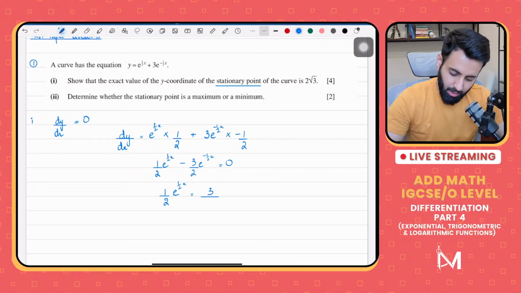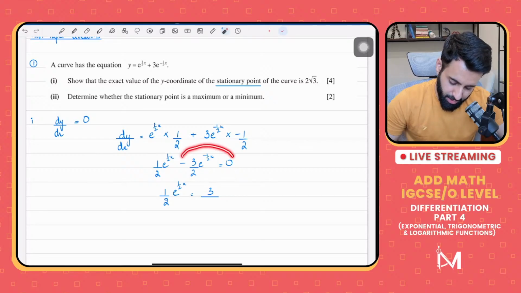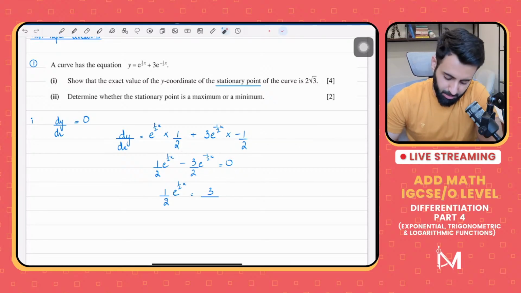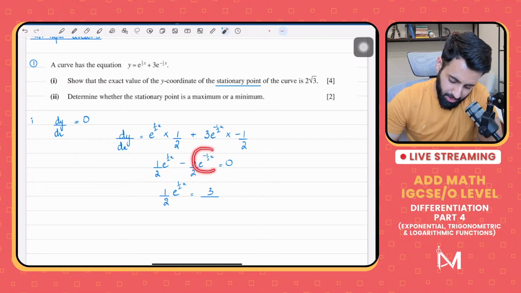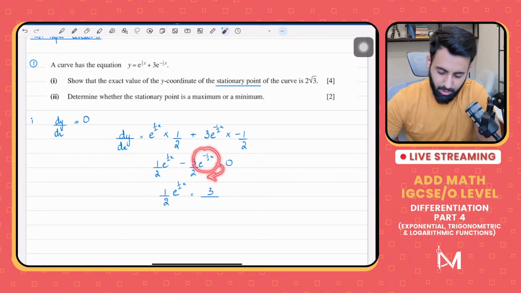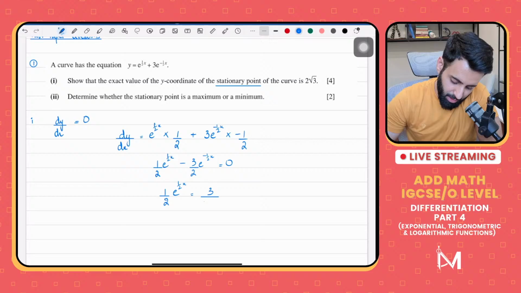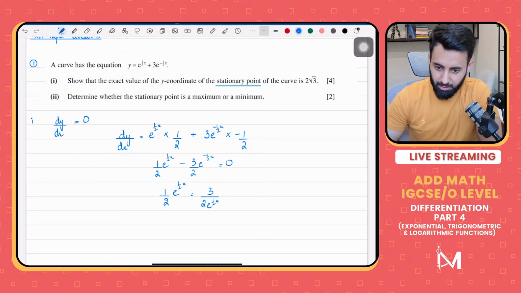I'm going to do two steps here at once. If you shift this across the equals sign, the sign becomes positive. And then e raised to the power minus half x, if you shift this to the denominator, what happens? The power becomes positive. These are rules of indices: the sign of the power changes.